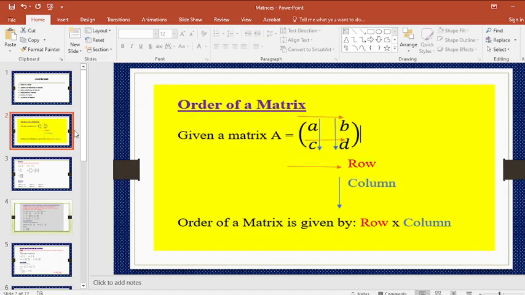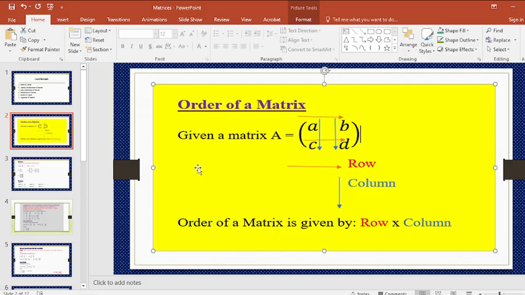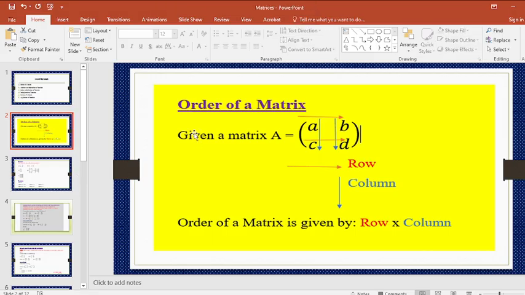Now, next slide, we are beginning with the order of the matrix. We still have people that are confused with the order of matrices. Now look at this. If you look at where my pointer is, we have been given a matrix A equals to the matrix shown here. Hope you can see. So from here, I have drawn some arrows.